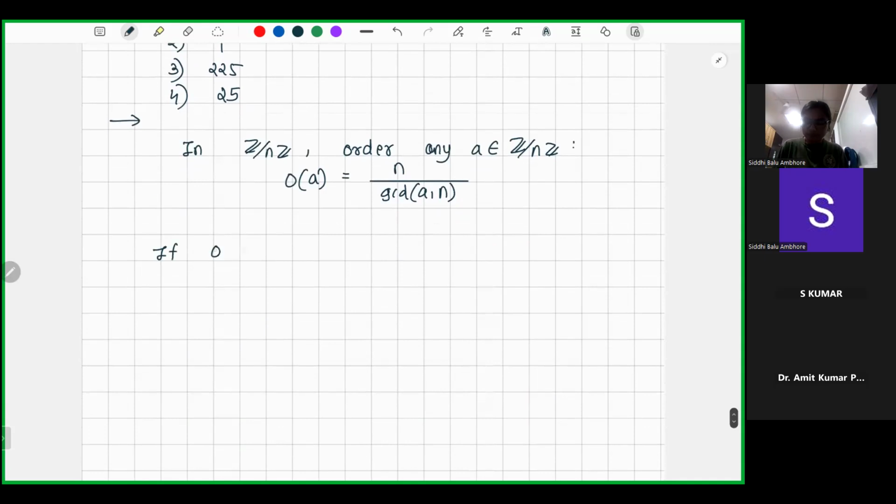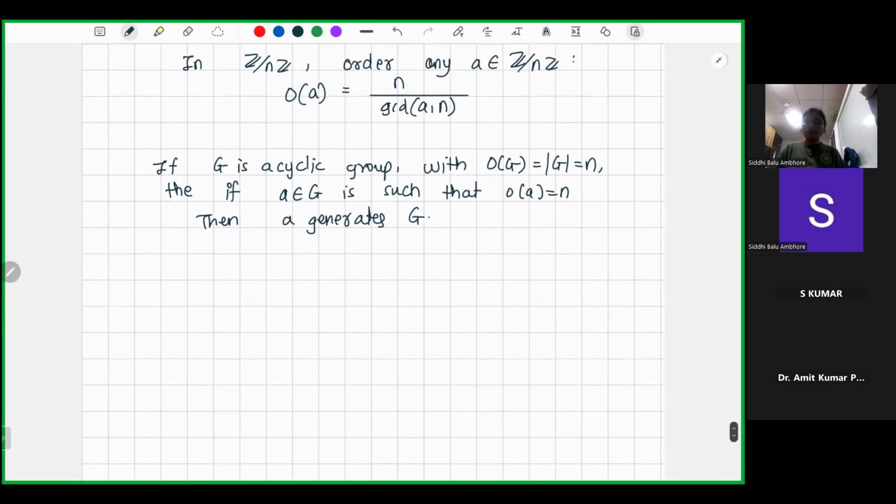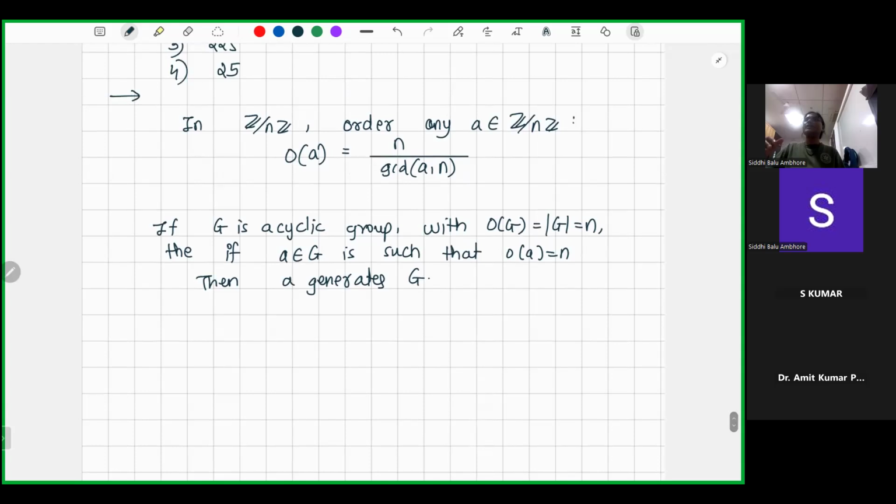So if G is a cyclic group with order of G equal to n, and a belongs to G is such that order of a is n, then a generates G. Okay, so that's what we are trying to do here. If I want the order of a to be n so that it can generate my group Zn, I must have GCD of a comma n to be 1. Then only my a will generate my group Z quotiented by nZ.